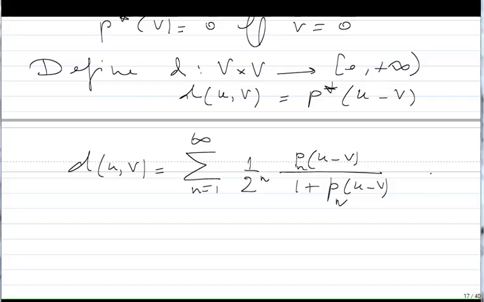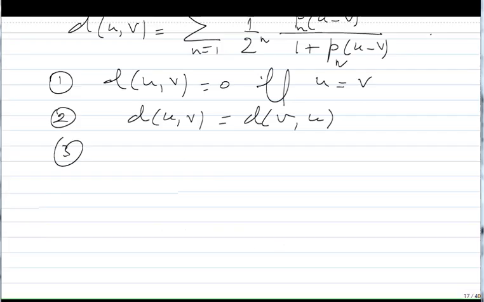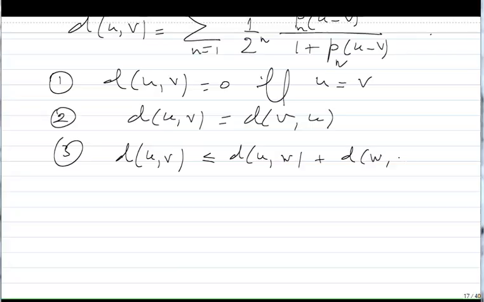So we have, number 1, d of u, v equals 0 if and only if u equals v. Of course, I'm assuming that we have the separation property. 2, d of u, v is the same as d of v, u, and this is where we're using plus minus. And finally, of course, we have 3, the triangle inequality: d of u, v is less than or equal to d of u, w plus d of w, v. So we have a distance, a real distance.